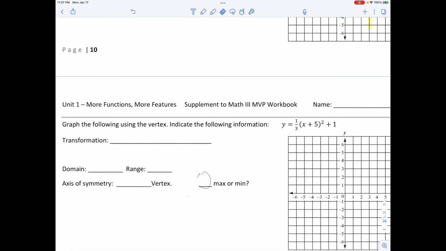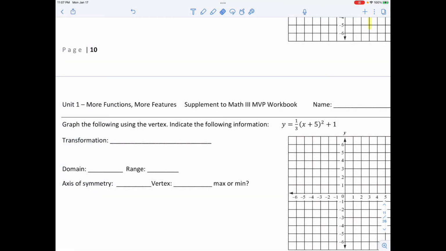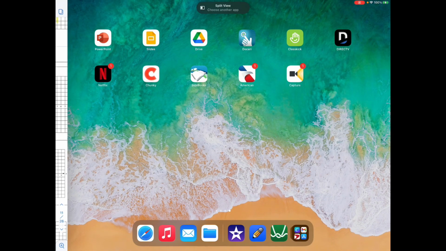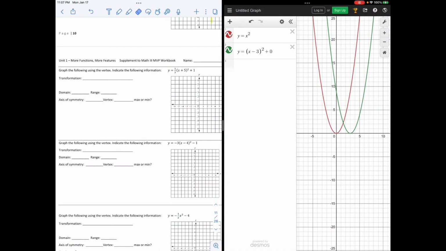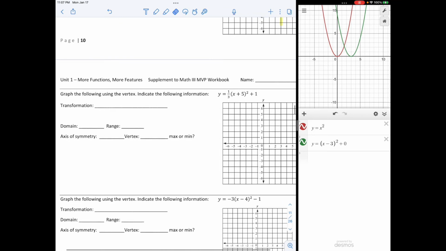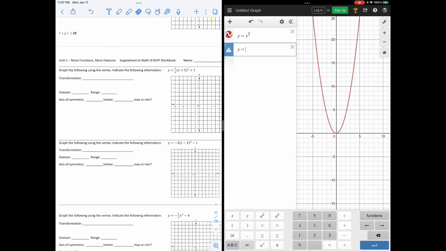Okay? So what do you think? How do you think the next one will move? Because we should start to see some patterns here. So now we're going to graph y equals 1/3 (x plus 5) squared plus 1. What do you think is going to happen? How do you think it's going to move?